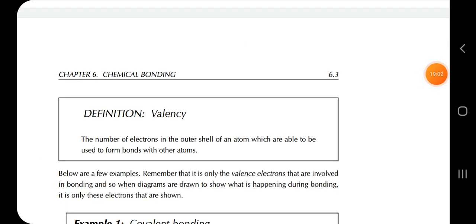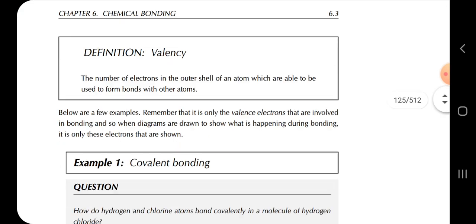And then the definition of valency is the number of electrons in the outer shell of an atom which are able to be used to form bonds with other atoms. So that is valency. It's the number of electrons in the outer shell of an atom which are able to be used to form bonds with other atoms. So yeah, that is what it is.